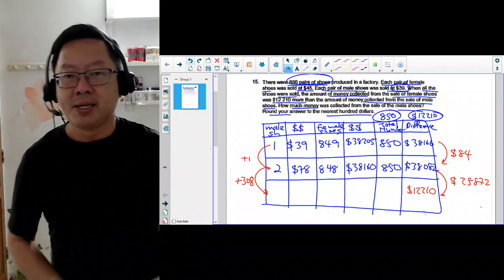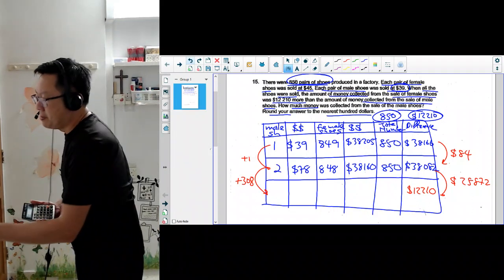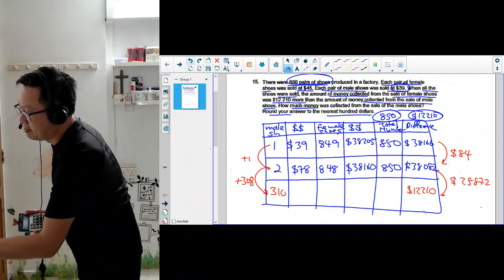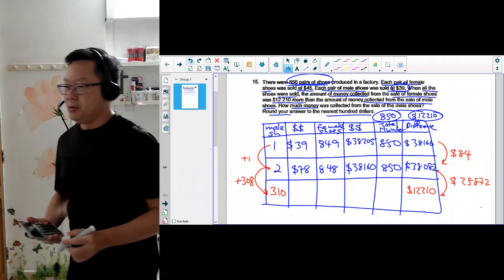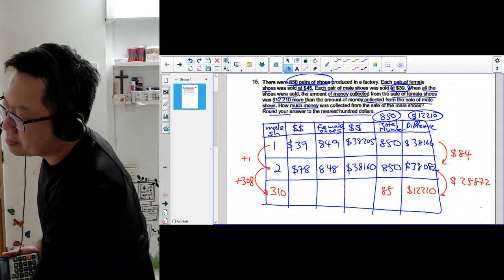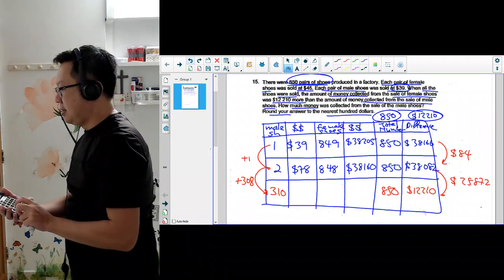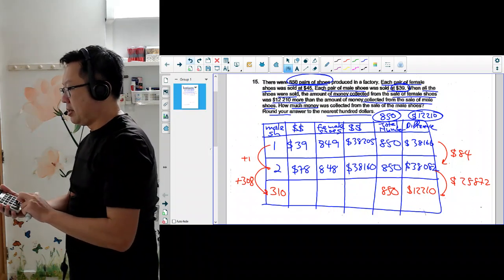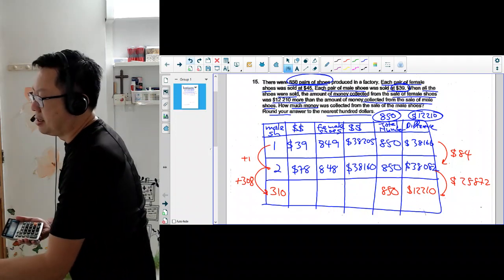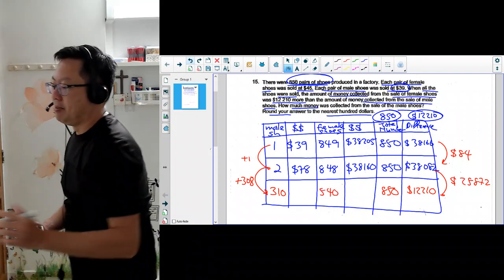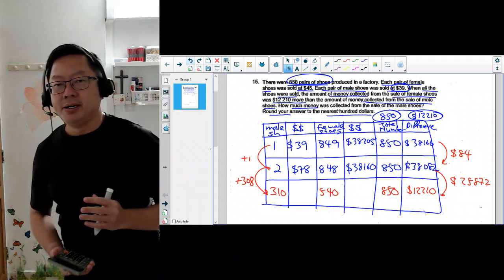So how many male shoes are there? You take 308 plus 2, there must be 310 male shoes. And how many female shoes? You take the total, 850, and you minus 310, and you will get 540 female shoes. Okay, how do you check whether your answer is correct?